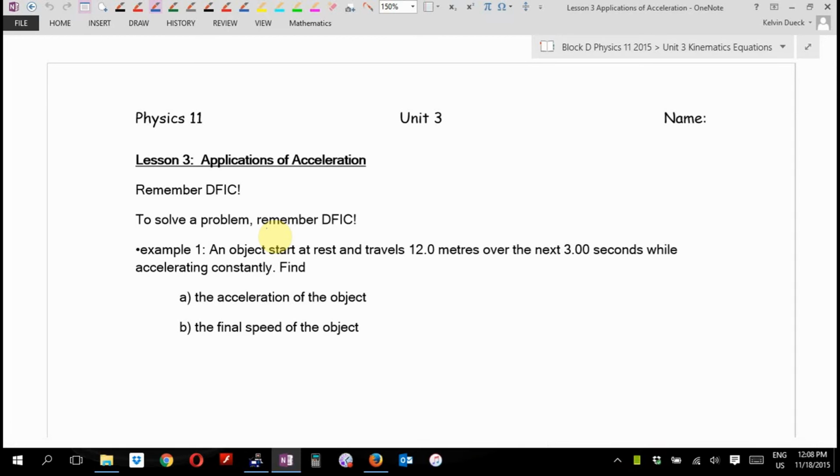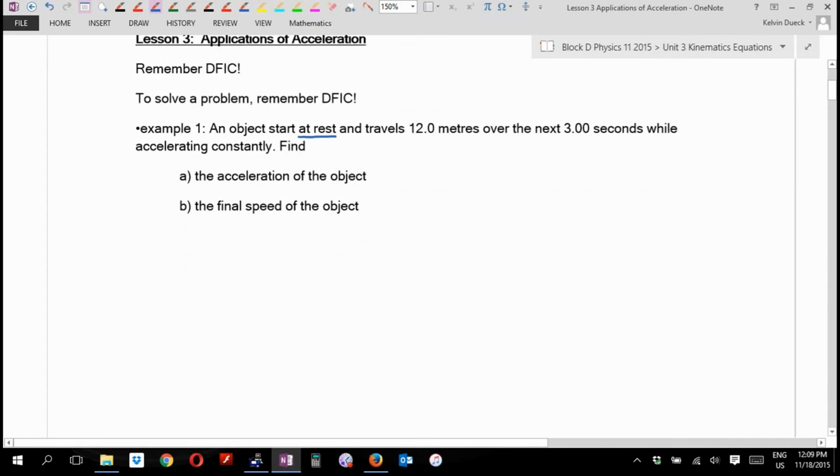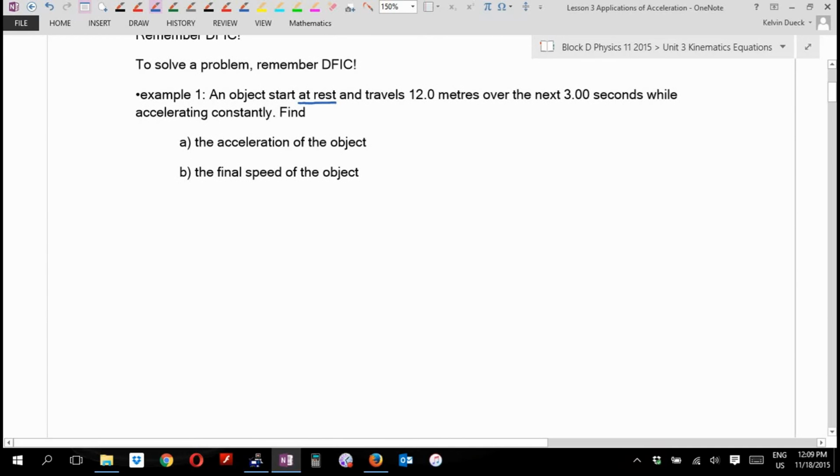So example 1 says, an object starts at rest. I would underline the phrase at rest, because that tells me something. And travels 12 meters over the next 3 seconds while accelerating constantly. Okay. Adam, what does part A want me to find? I'm going to use the same system as we did yesterday. I'm going to write A equals question mark. I feel better. I wrote something down.